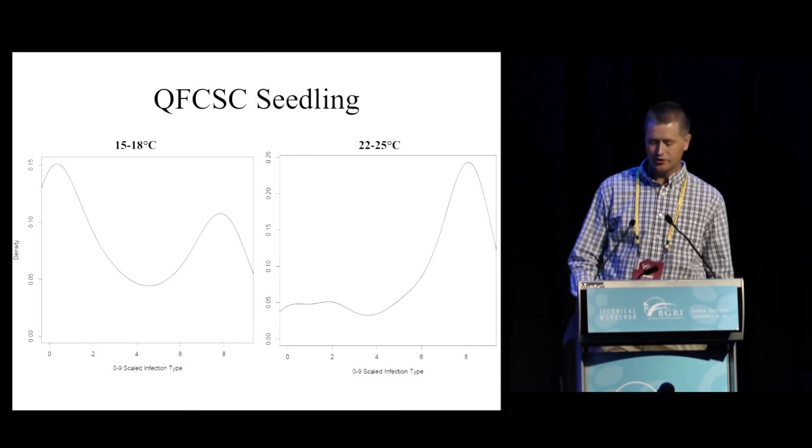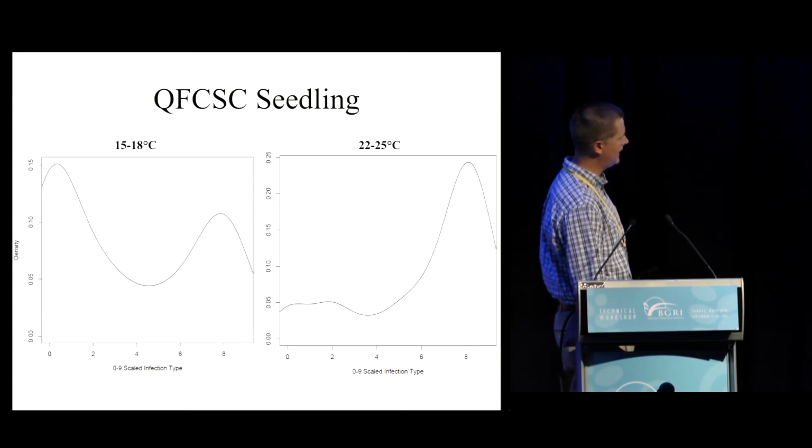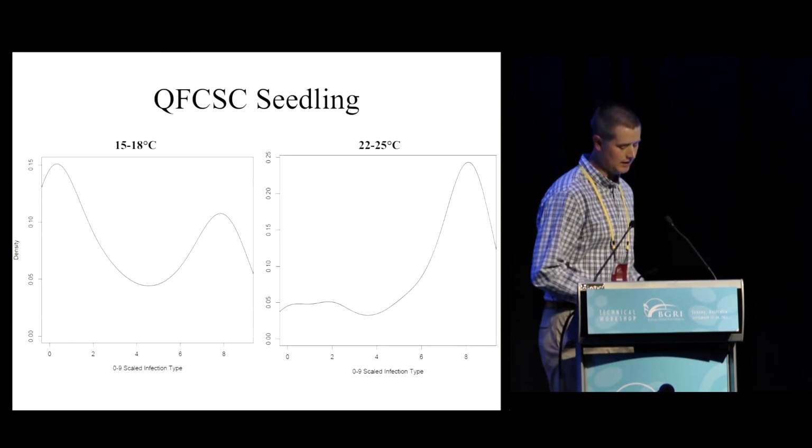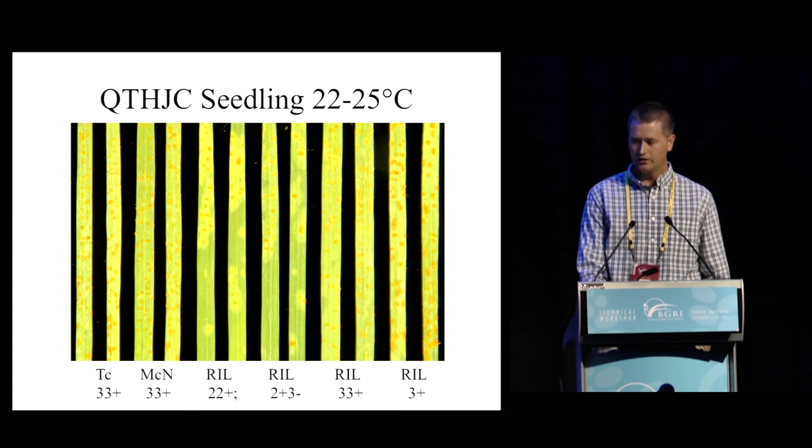And at the higher temperature, we found that that distribution changed dramatically. We still had lines with a very high level of resistance, but there weren't as many, which is also what you would expect because SR12 is temperature sensitive.